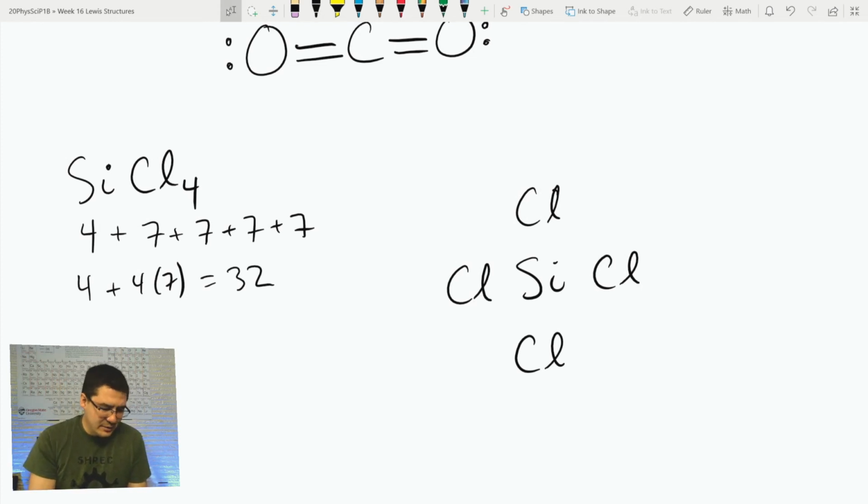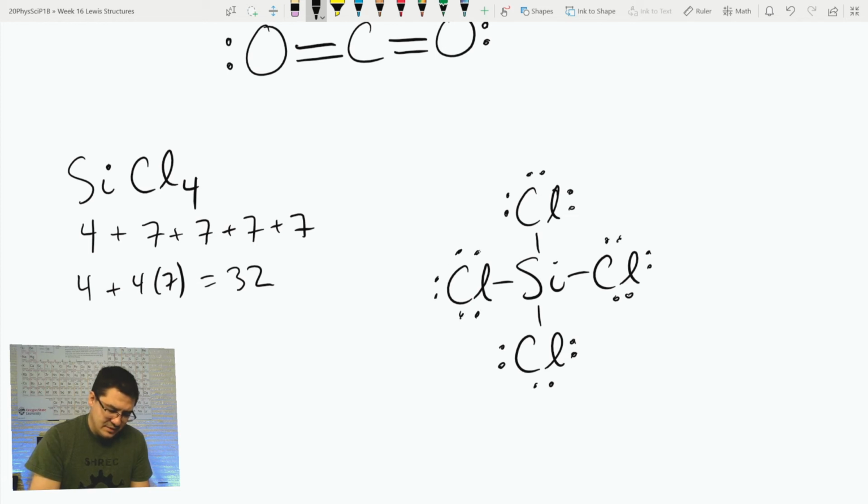So here we go. Start with single bonds. 2, 4, 6, 8. Each line counts as 2. And then you gotta... So silicon right now has 8 around it. It's satisfied. But I need another 2, 4, 6, 8, 10, 12, 14, 16, 18, 20, 22, 24. 24 plus those 8 in the middle makes 32. And everything is satisfied, and it only uses single bonds in this one. So that's silicon tetrachloride, okay?